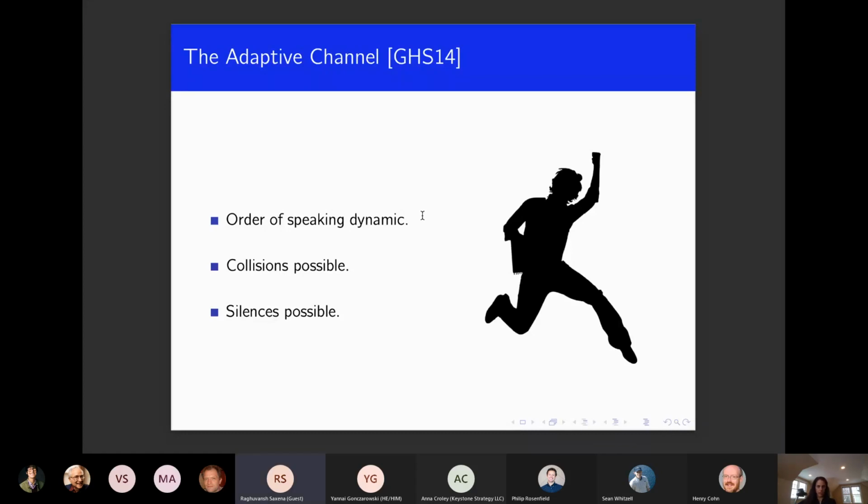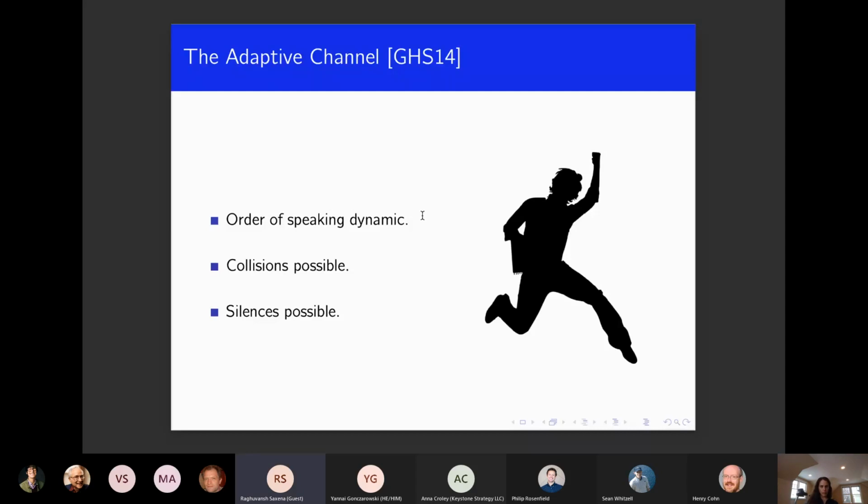Now, ideally, we want these decisions to be anti-synchronized. If Alice is speaking, then Bob should be listening. And if Bob is speaking, then Alice should be listening. And when this happens, then this channel behaves like a normal non-adaptive channel. The adversary can either spend one corruption and corrupt this message, or he can choose not to spend a corruption and then the message will be received directly.